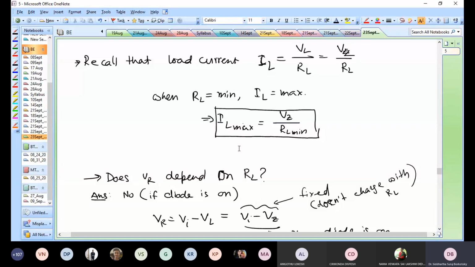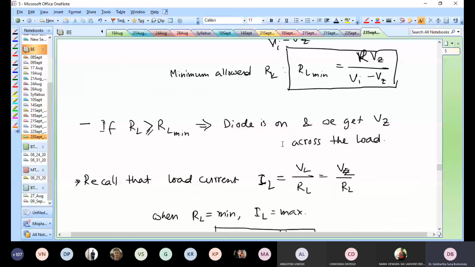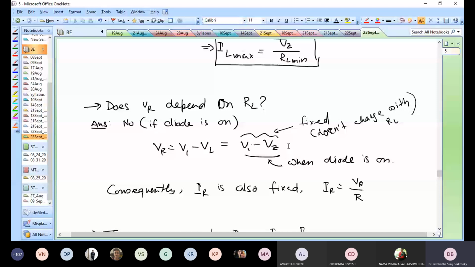So within that range, let's suppose we have found some RL min. We found it according to the description before. From there, I can find out the maximum amount of current that might be flowing. So this RL min will give you the maximum value of the current.